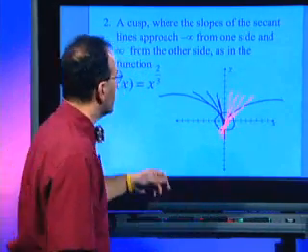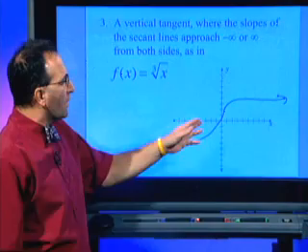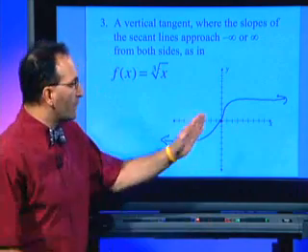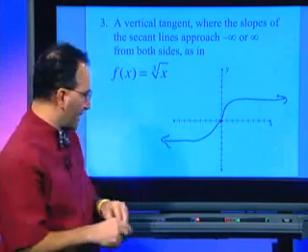All right, let's look at a third example, a vertical tangent. That's where the slopes of the secant lines approach negative infinity or positive infinity from both sides, as in the function f(x) equals the cube root of x. This function looks like this. In this particular case, we're going to get a vertical tangent right here. And so again, we have a failure of the derivative to exist.